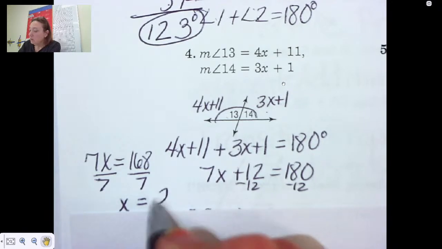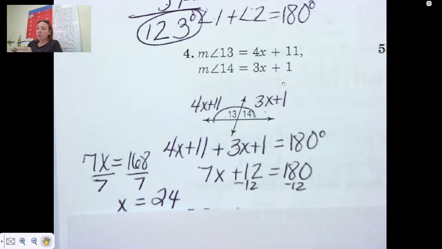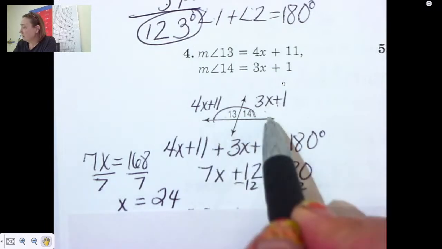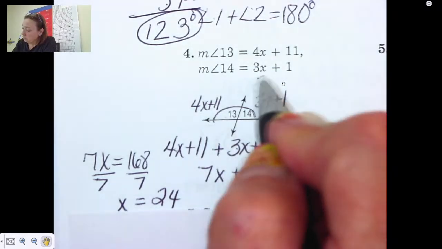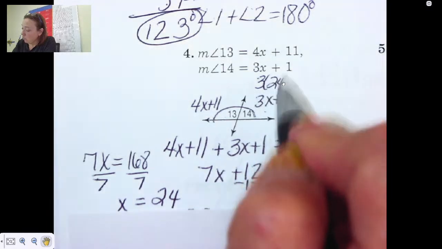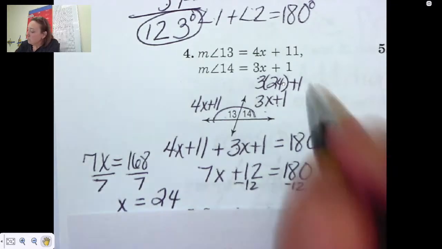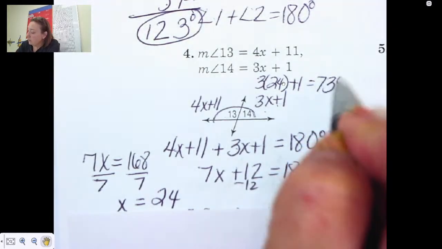24. Are we done with that problem? No, because they didn't ask us for x. That's not what they asked for. They asked us for the angle measurements. So now we got to take that 24 and put it back into one of these equations. So I would do 3 times 24 plus 1. That's what I would do. So what's 3 times 24 going to be? 72, 73? So that's going to be 73.